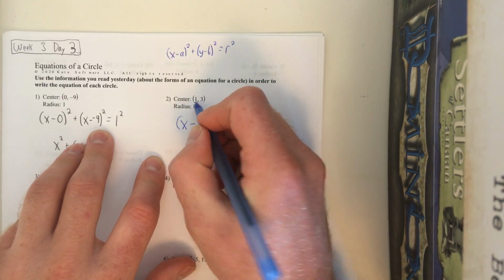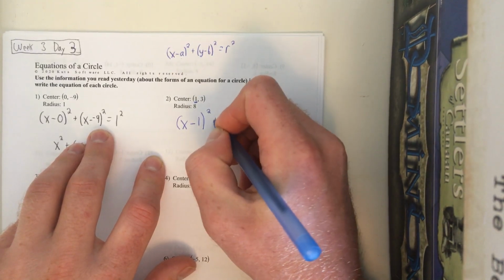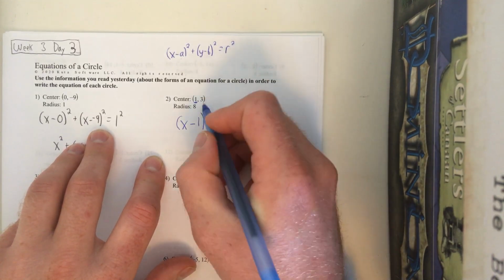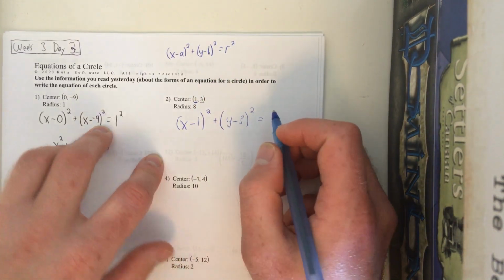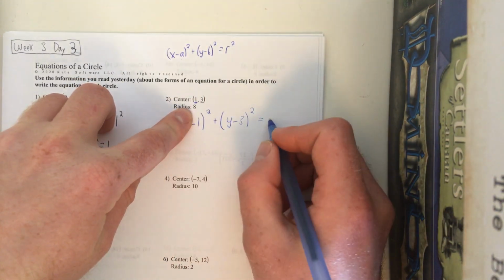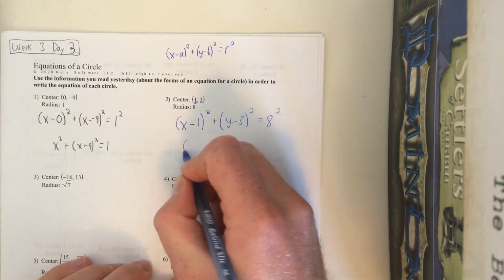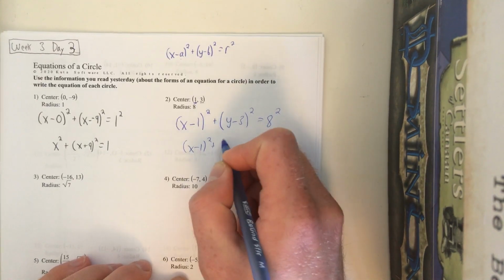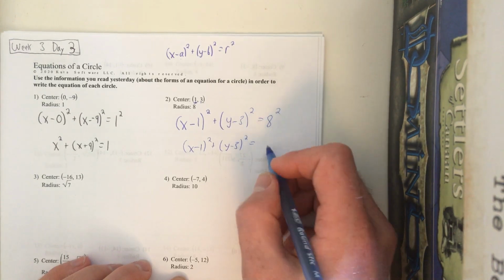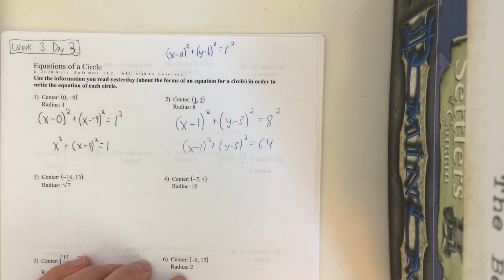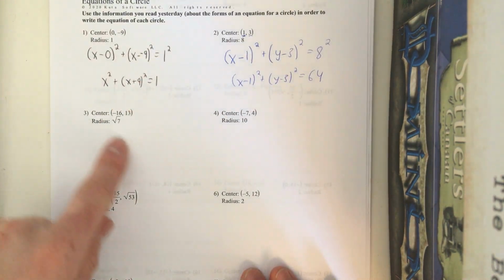So my x value of the center is 1, I plug that in for the a. The y value of the center is 3, so I plug that in for the b. And I get that that's equal to the radius, which is 8 squared. And that's all. I can now simplify that. (x minus 1) squared plus (y minus 3) squared is equal to 8 squared. 8 times 8 is 64. And that's all I have to do. You can go through the rest of the examples the same way.